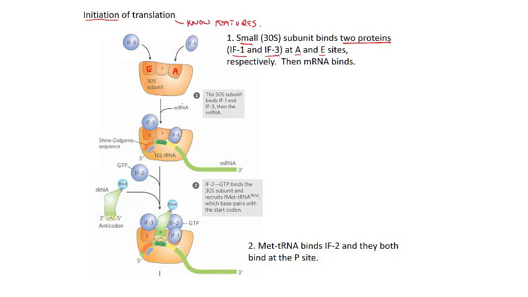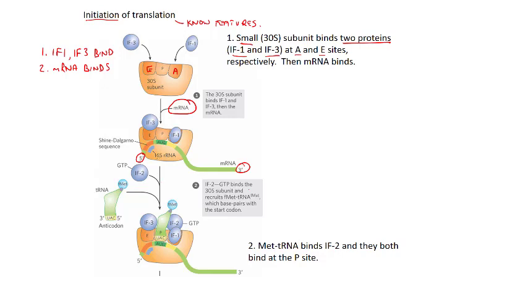is once these two proteins are bound, then the mRNA can bind. So we have IF1 and IF3 bound, and the mRNA binds. And notice the way that the mRNA lines up with the sites on the ribosome. We have the 3' end hanging out loose in solution, and the binding of the ribosome occurs near the 5' end of our mRNA. And why does it do that?